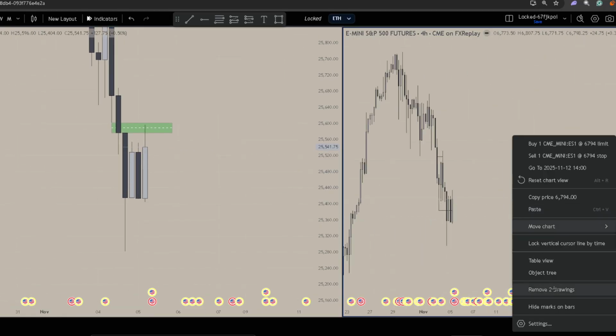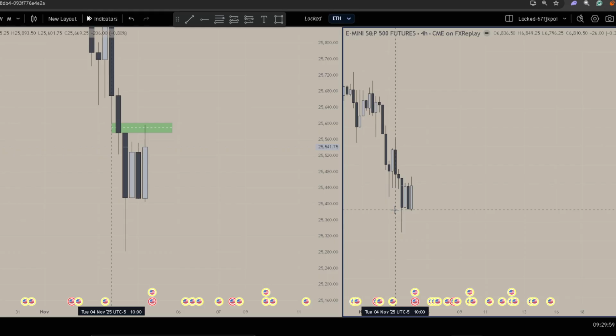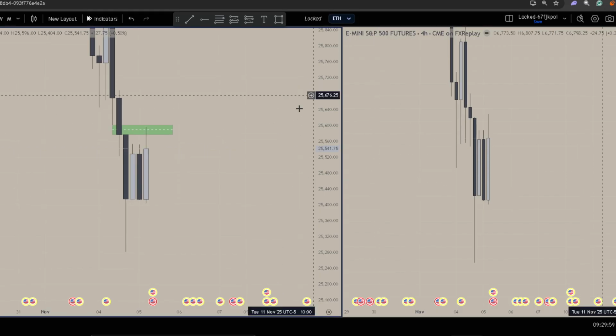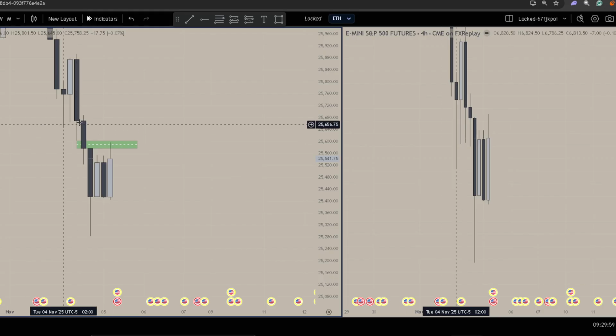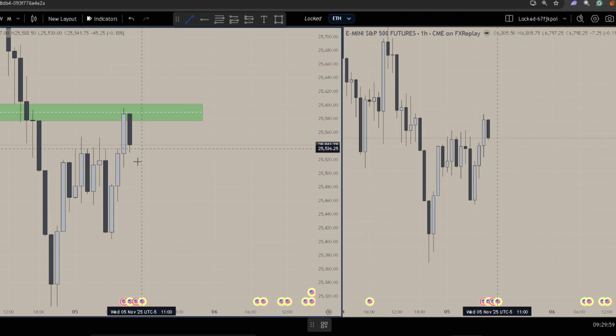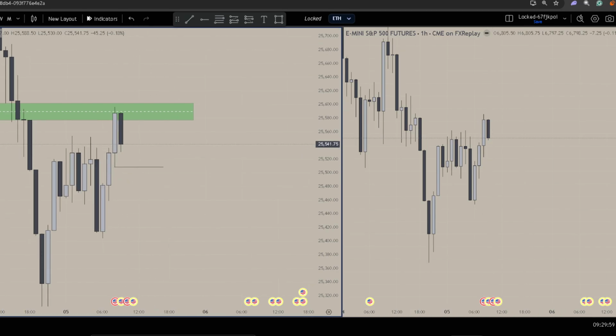Reacting off of this 4-hour SIBI, dropping down to a lower time frame. Hold on, before we do that, let's look at ES. What is ES doing? Boom. Okay. ES is bullshitting, but let's look at NQ. NQ reacting off of 4-hour SIBI. Drop down lower. We have this 1-hour BISI at the bottom that we can target.